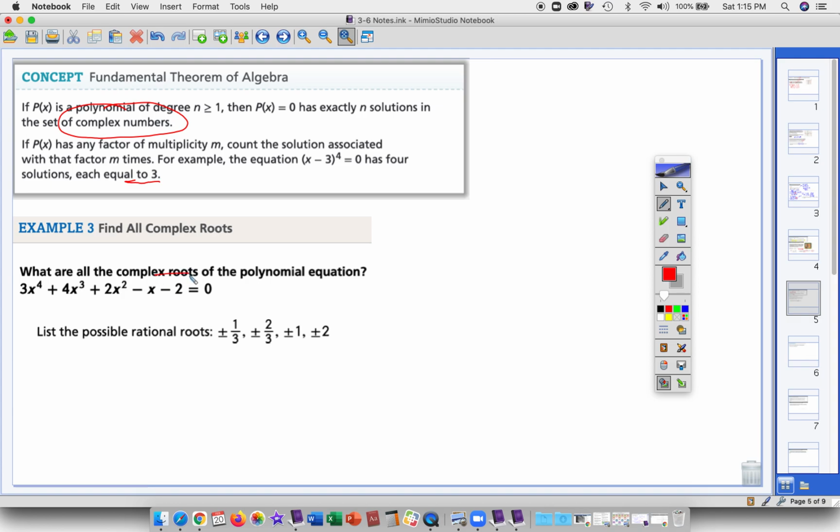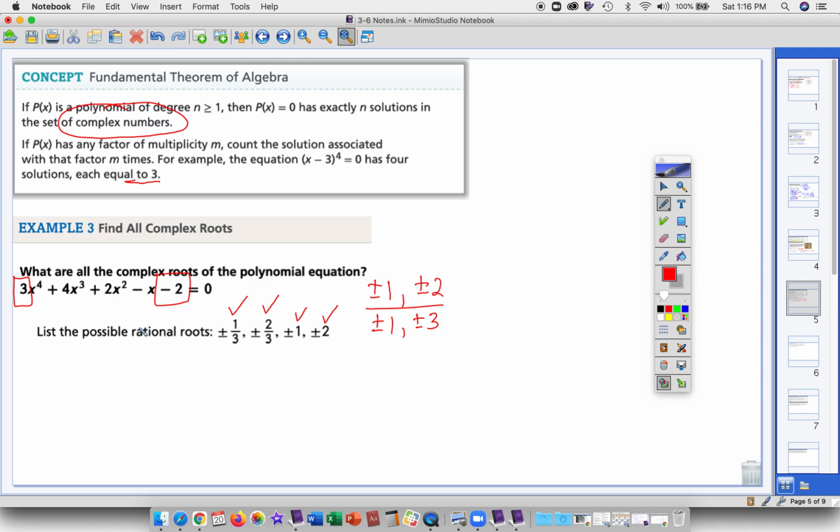So our constant is -2, leading coefficient is 3. So here's all the possibilities. We're taking those factors of 2, which are plus or minus 1 and plus or minus 2, and we're putting them over the factors of 3, which are plus or minus 1 and plus or minus 3. So I have 1 over 1, 2 over 1, 1 over 3, and 2 over 3. So there's the 8 possibilities.